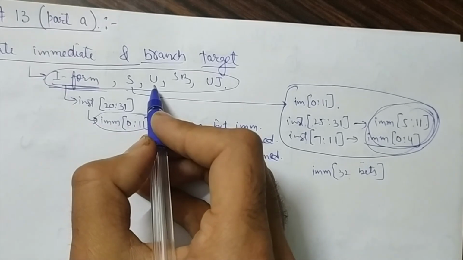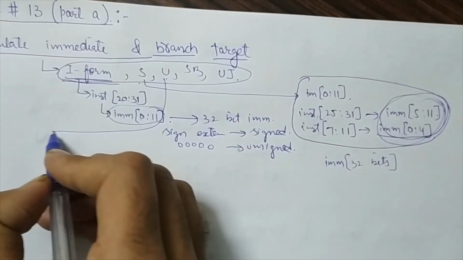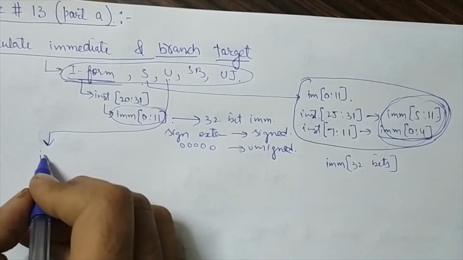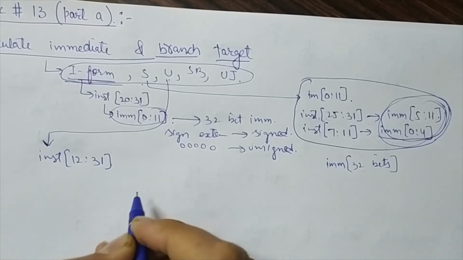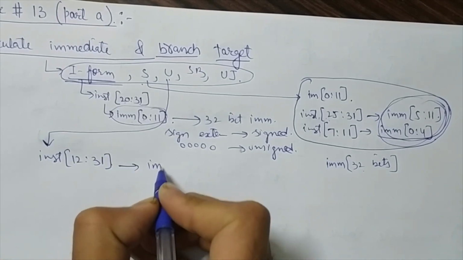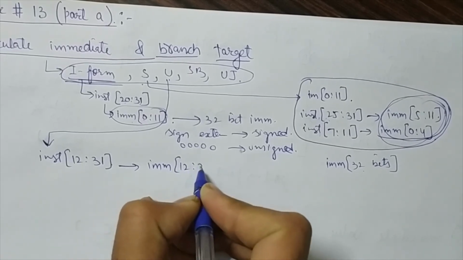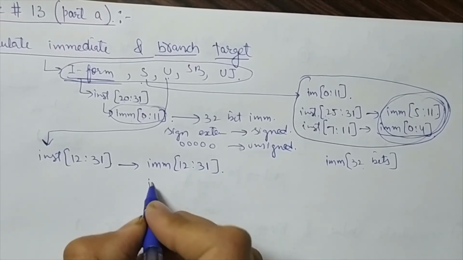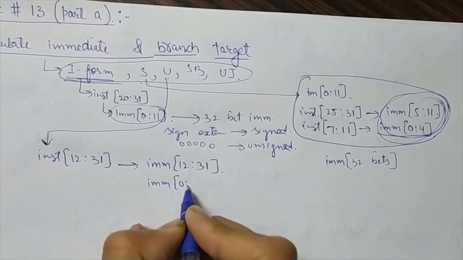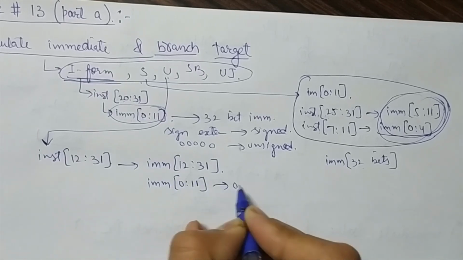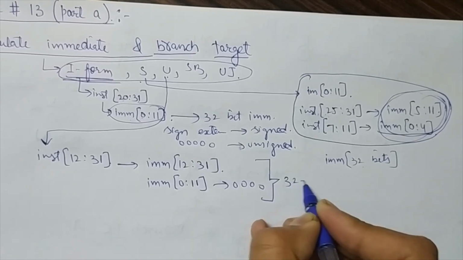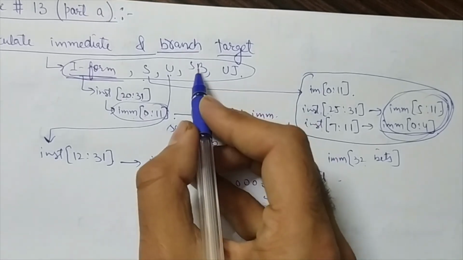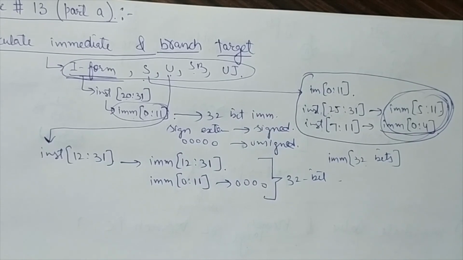Likewise, for U format instruction, instruction bits 12 to 31 store the immediate bits 12 to 31. The remaining immediate bits 0 to 11 are filled with zeros to form a 32-bit immediate. Similarly it goes for SB and UJ format instructions.